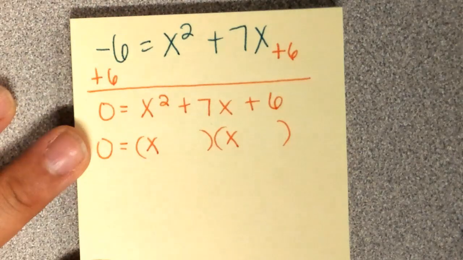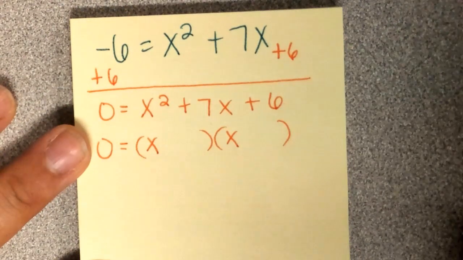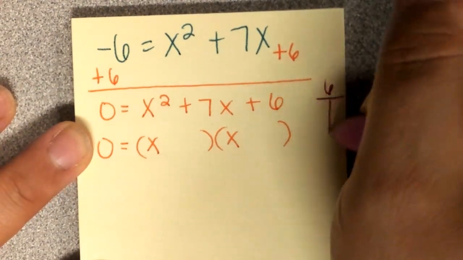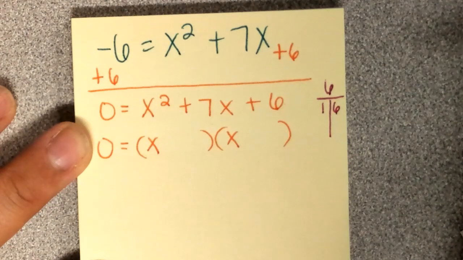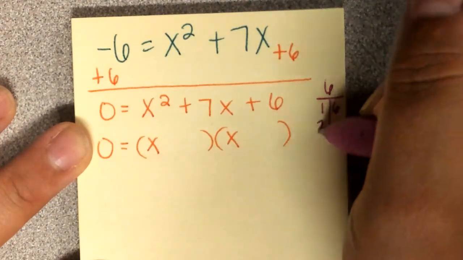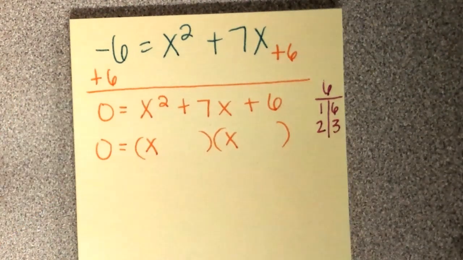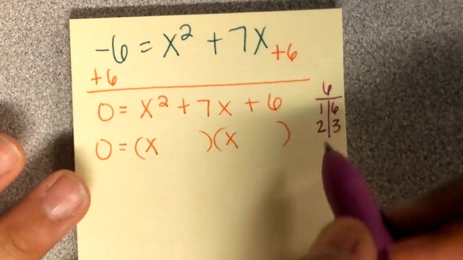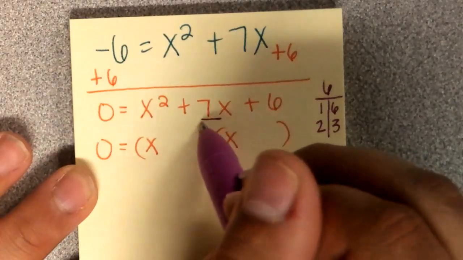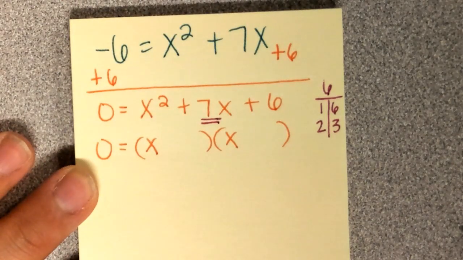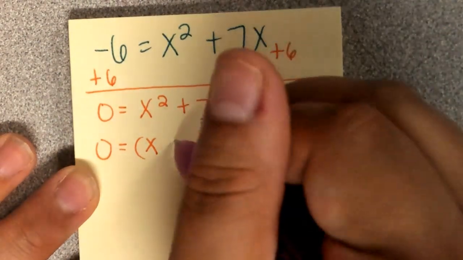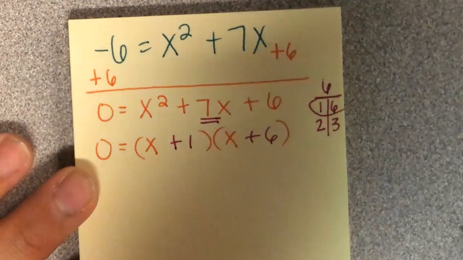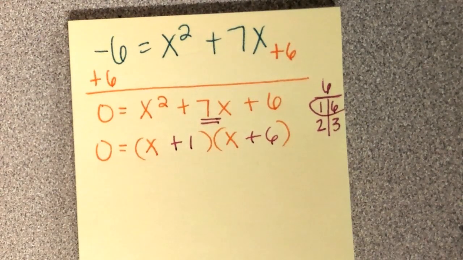Yeah. Okay. How do I get 6? 1 times 6. Well, I could do 1 and 6. I could do 2 times 3. And then we were just repeating 3 times 2. That's the same thing, right? Okay. Which one of these sets adds up to my middle number of 7? Positive 1 and positive 6. And we have just factored.